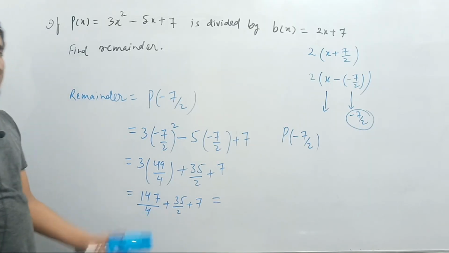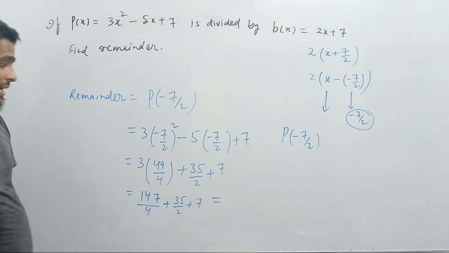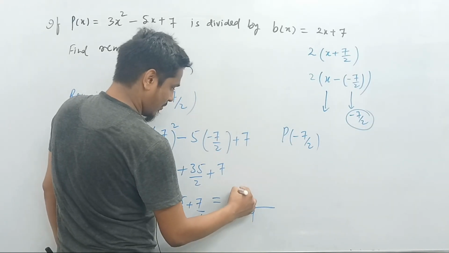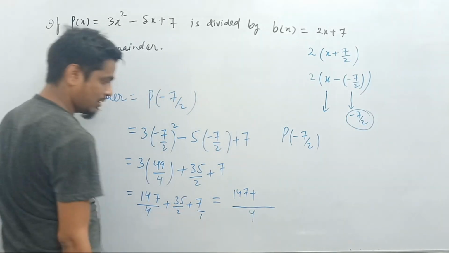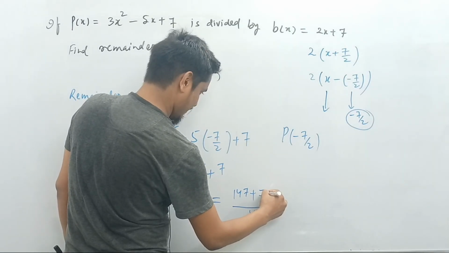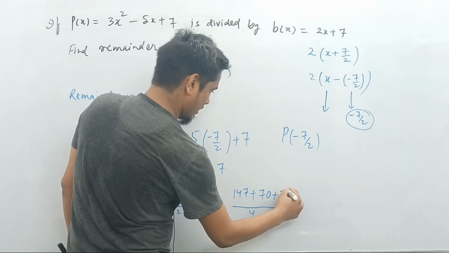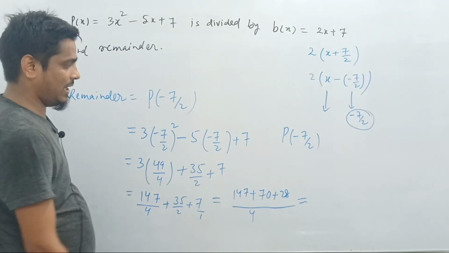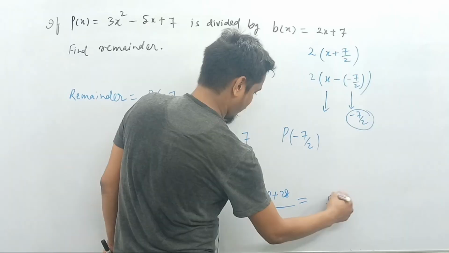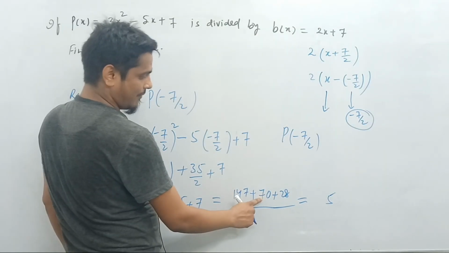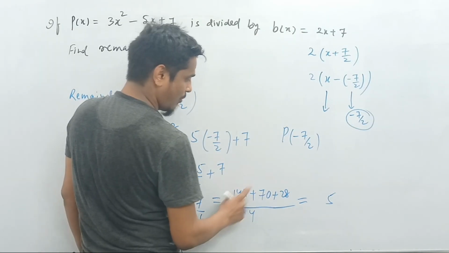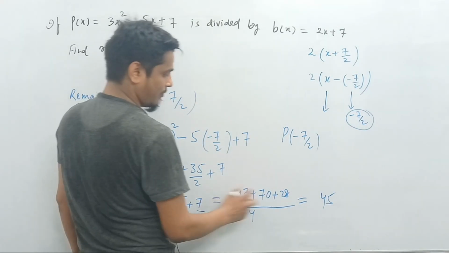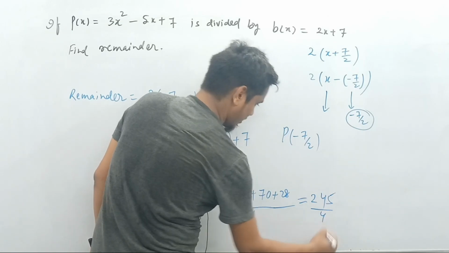Now this is a simple addition of fractions by taking the LCM of the denominators 1, 2 and 4, which is going to be 4. We can write it as 147 plus 70 plus 28, which we simply add. 7 plus 0 plus 8 is 15, remainder 1. Then 4 plus 7 plus 2 is 13, plus 1 is 14, remainder 1. Then 1 plus 1 is 2. So 245 by 4 is the remainder.